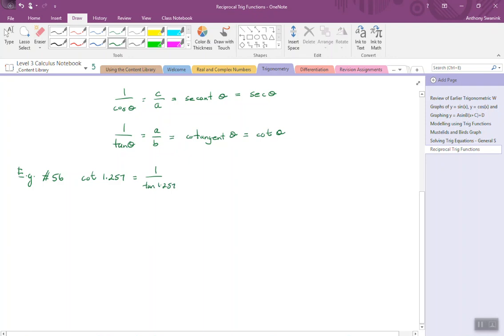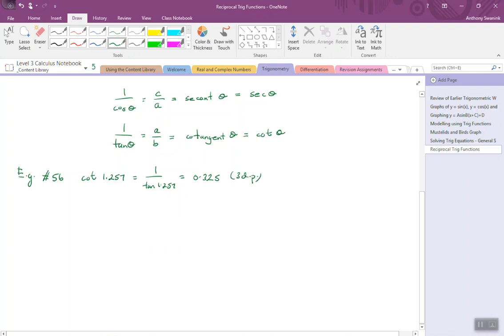I'm just going to grab my calculator. So yes, this is equal then to, just from the calculator, 0.325 to 3 decimal places.